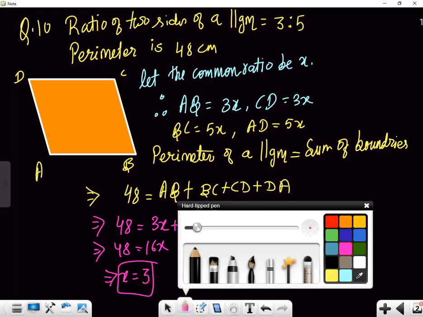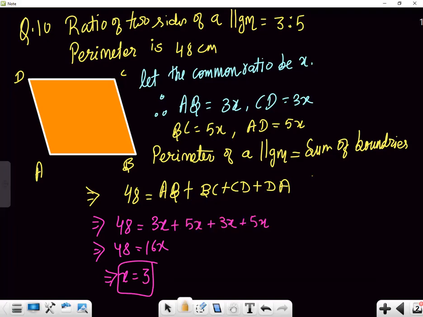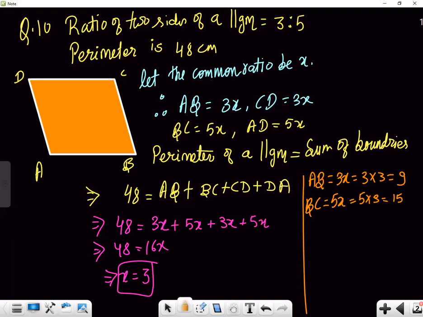Now, as per the question, you have to find the length of all the sides. AB is 3x, so multiply 3 with the value of x: 3 threes are 9. Now BC is 5x, so 5 into 3 is 15 centimeters. CD is 3 into 3, that is 9 centimeters. And finally DA is 5 into 3, that is 15 centimeters. So these are all the sides of the parallelogram.